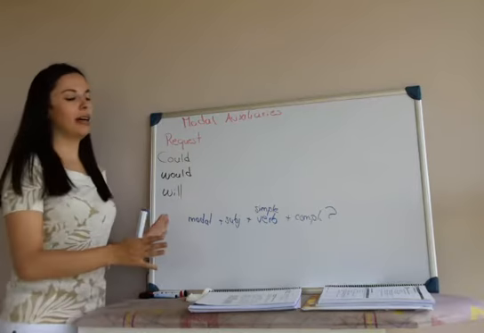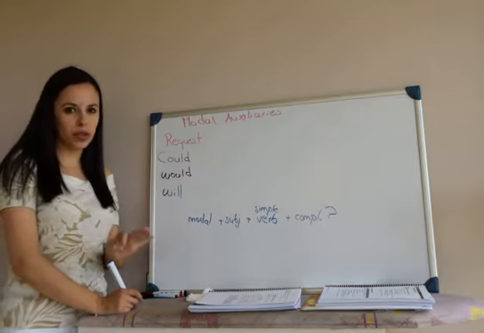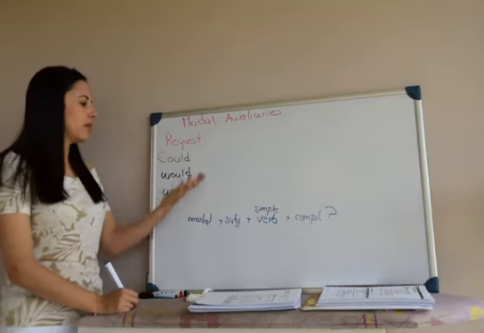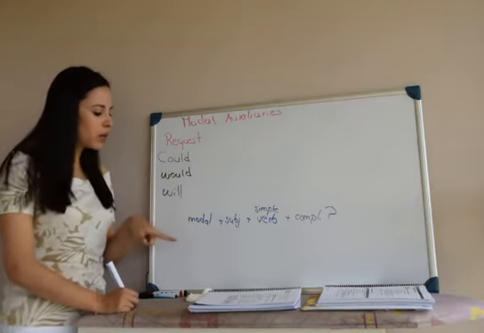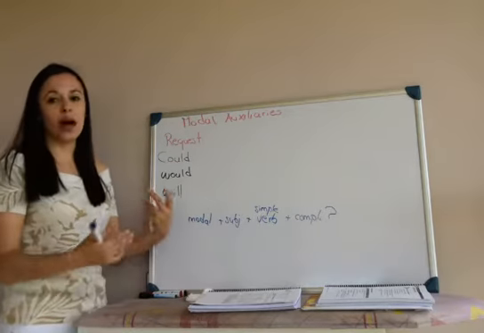The following topic is modal auxiliaries. We're going to see 3 types of modal auxiliaries: the one that we use for requests, the one that we use for offers, and the one that we use to ask for permission.